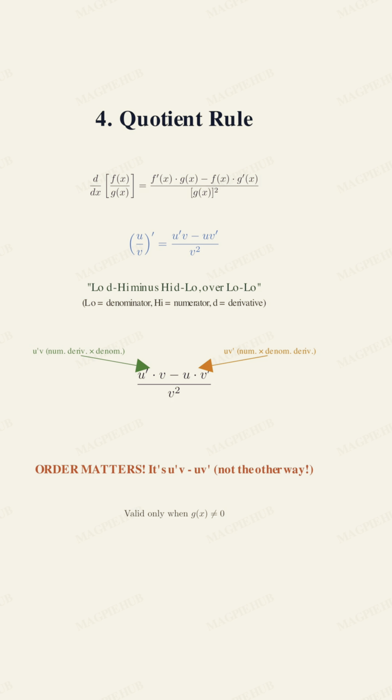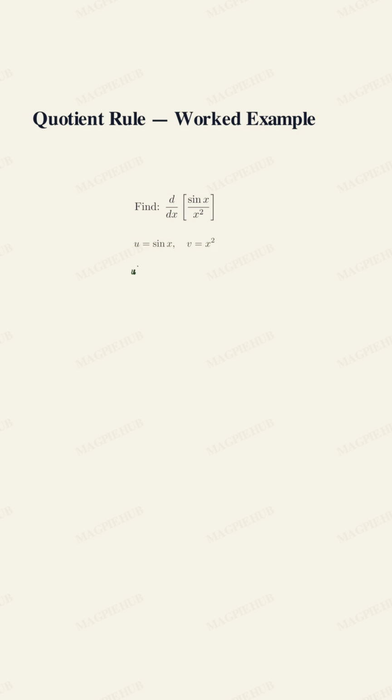Critical warning, the order matters. It's u prime v minus u v prime, not the other way around. Swapping gives the wrong sign. Example, find the derivative of sine x over x squared. Let u equal sine x and v equal x squared. So u prime is cosine x and v prime is 2x.